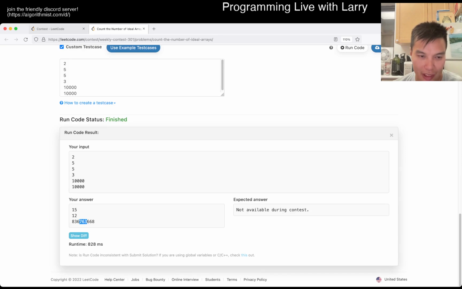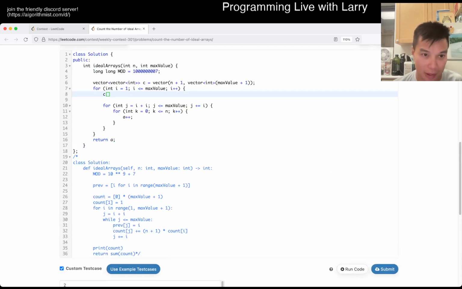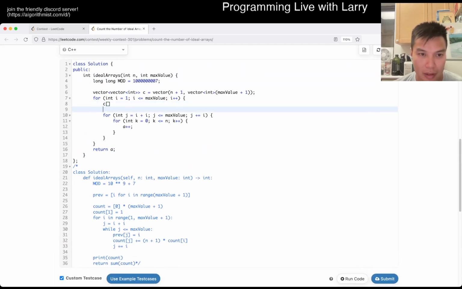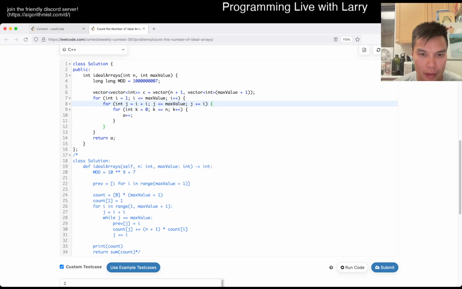This is actually ridiculous that this is even fast enough. Maybe I should have done that earlier. At least give it a YOLO try. I don't know how to do it though, to be honest. Maybe I should have tried this earlier. But okay, so what do we want to do? Right?